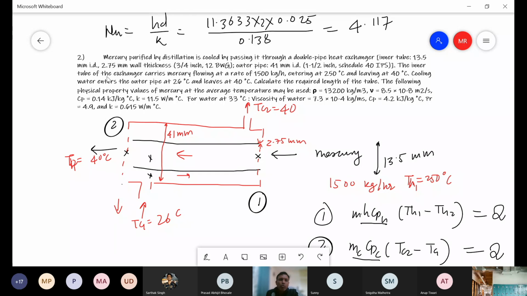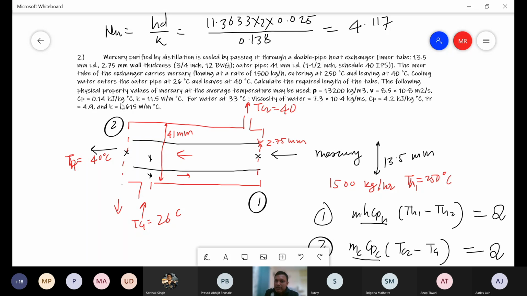The inner tube of the exchanger carries mercury flowing at a rate of 1500 kg per hour, entering at 250 degrees Celsius and leaving at 40 degrees Celsius. Cooling water enters the outer pipe at 26 degrees Celsius and leaves at 40 degrees Celsius. Calculate the required length of the tube. The following physical property values of mercury at the average temperature may be used. So different values of mercury as well as that for water are given here.